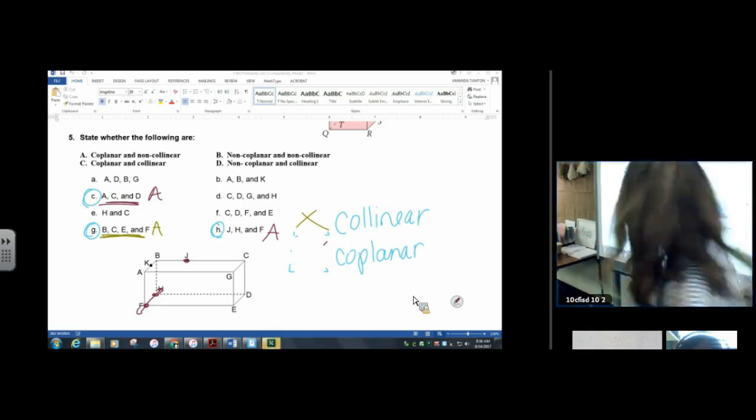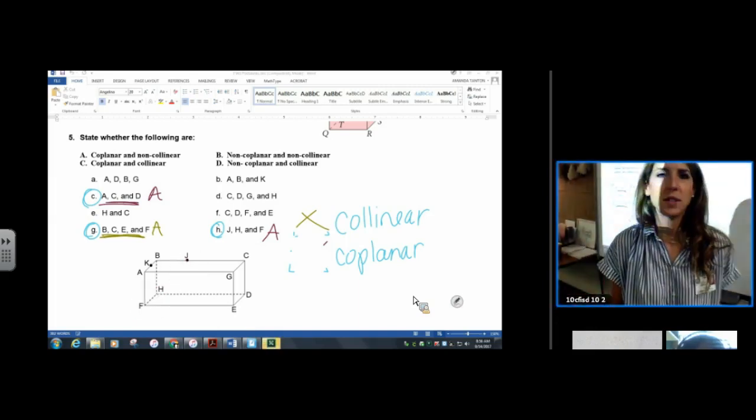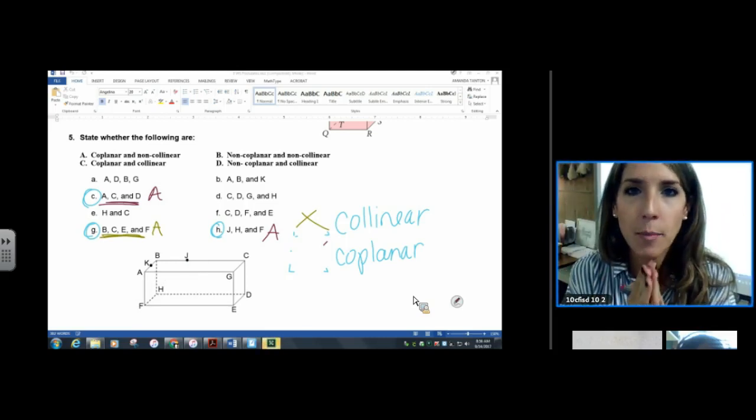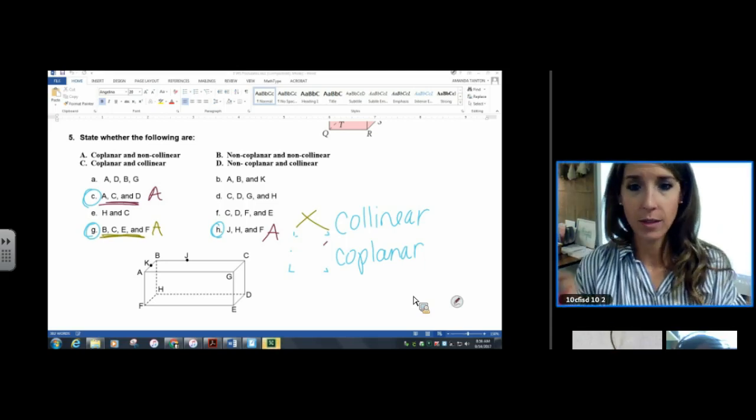Okay, so yes, let's summarize. No matter what, 3 points are coplanar. You said, can you put a plane through anything? You can put a plane through any 3 points. So show me, Miss Stanton, when could I not put a plane through it? Let's talk about it.